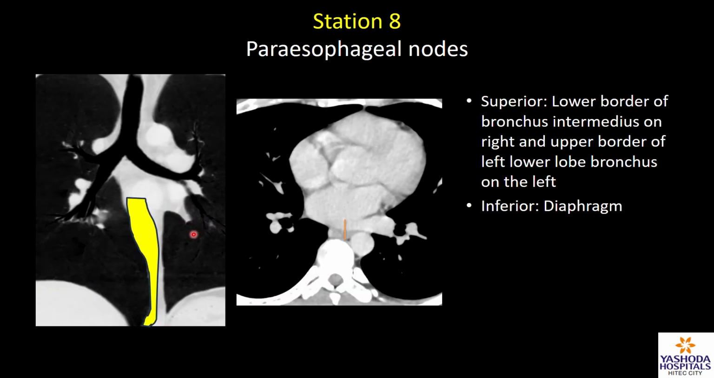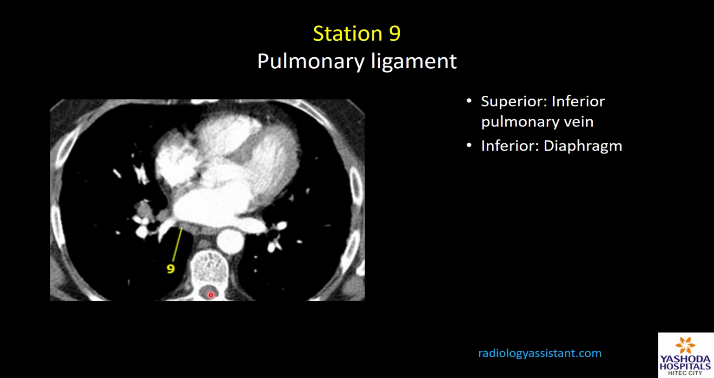The station 8 would be the paraesophageal nodes. The superior margin would be the inferior margin of station 7. On the right side, it would be the lower border of the bronchus intermedius, and on the left side would be the upper border of the left lower lobe bronchus, and they extend superiorly from this level to the level of the diaphragm. Now again, they could be right or left, 8R and 8L.